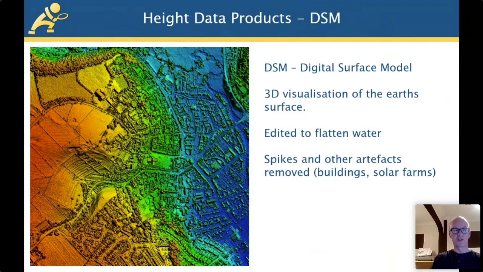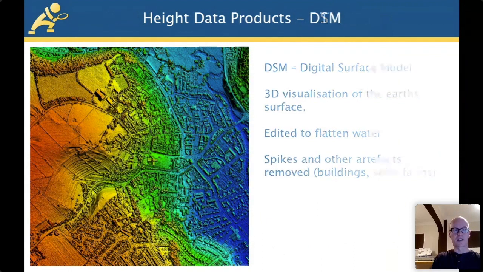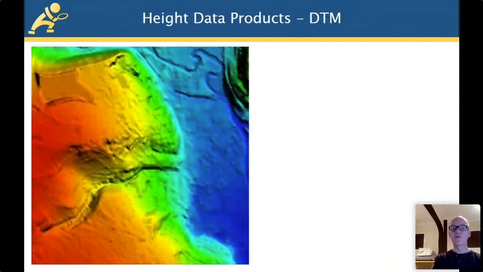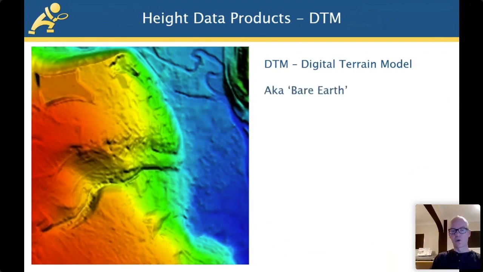So we remove spikes and artifacts, and then we can go one step further and produce a DTM. Again, a highly useful data set, a digital terrain model called a bare earth model. So the buildings and vegetation are removed. This is a semi-automated editing process, again using quite a lot of computing power and a bit of manual interpolation.